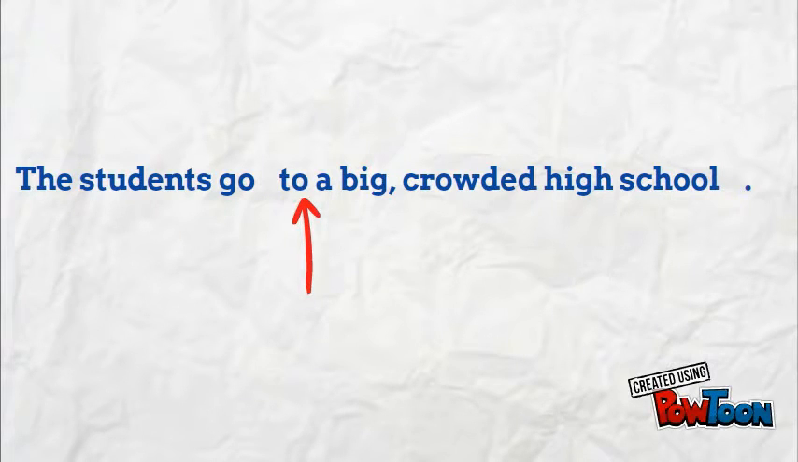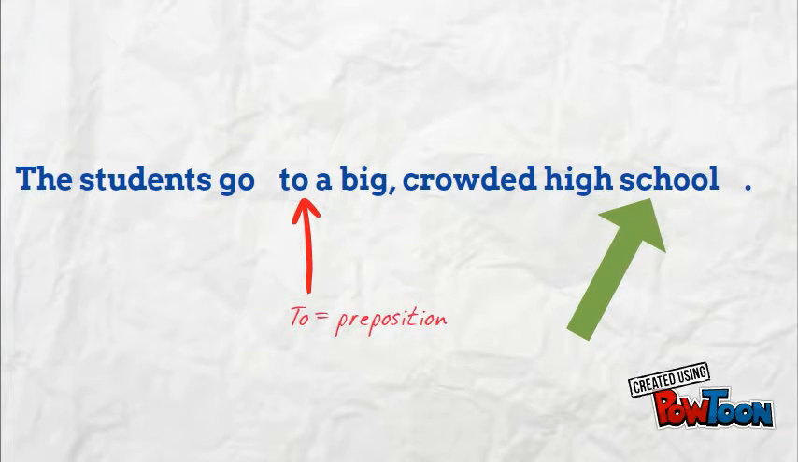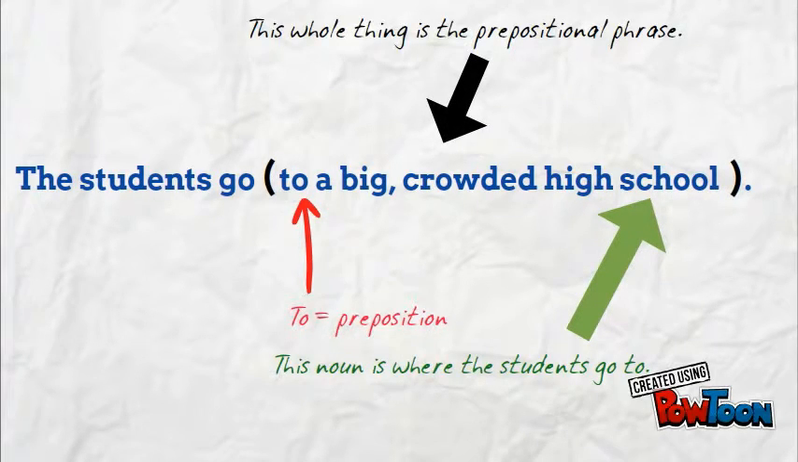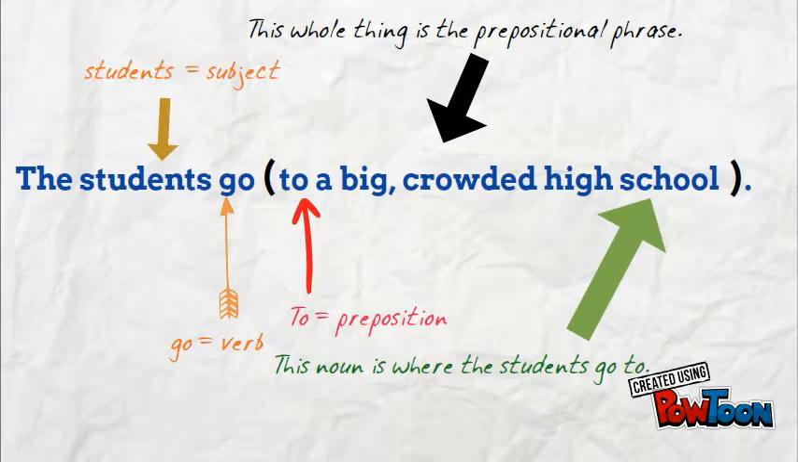Prepositional phrases may have many words in them. For example, in this sentence, the preposition is "to." The noun that the preposition refers to is "school." The students go to school. But we also need to include the adjectives.